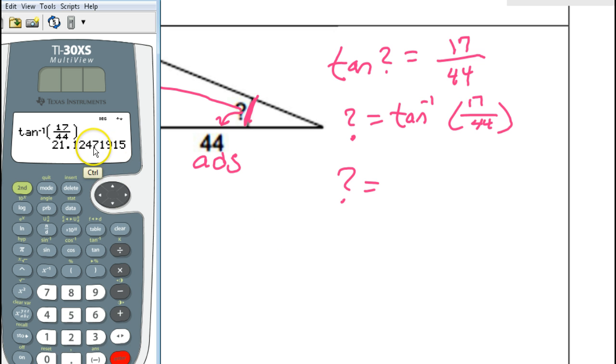$21.125. Got to round up because the next number is 5 or higher. 21.125.